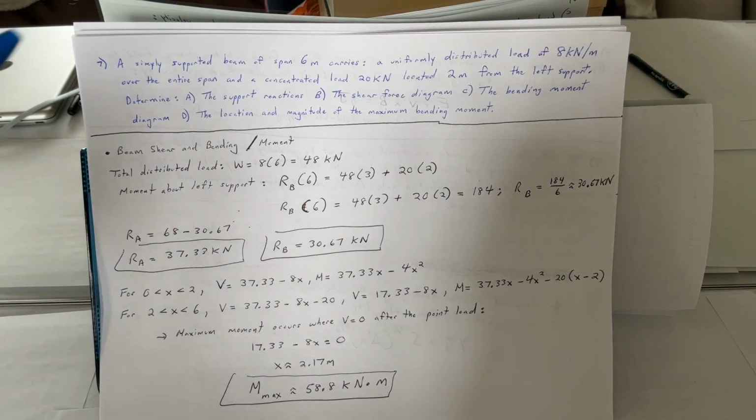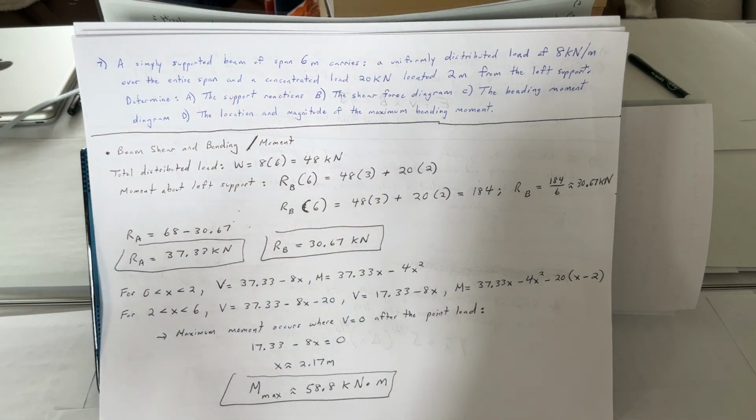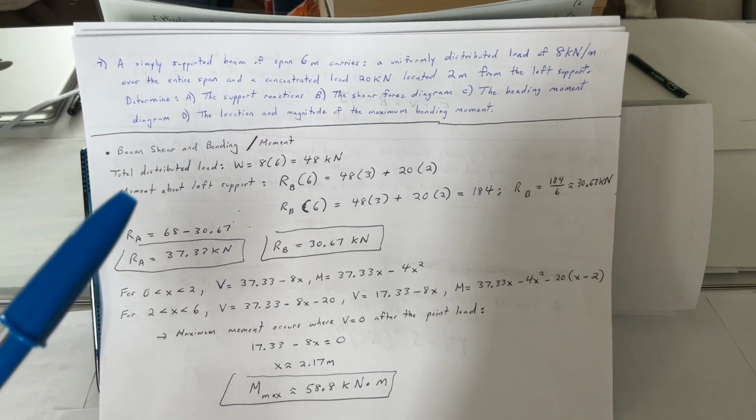Okay, so number 7, we have a simply supported beam of span 6 meters that carries a uniformly distributed load of 8 kN/m over the entire span, and a concentrated load of 20 kN located 2 m from the left support. Determine these 4 things: the support reactions, the shear force diagram, the bending moment diagram, and the location and magnitude of the maximum bending moment. Some of this I omitted for number 7. I'm just going to do some of it, and you could do the rest if you want.